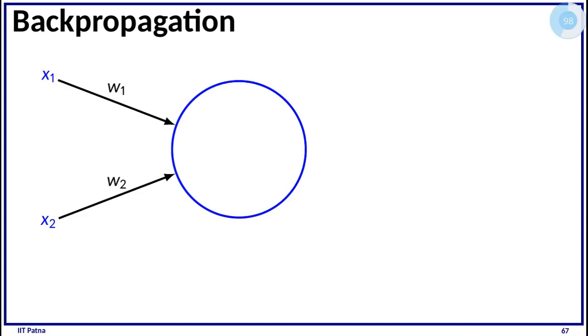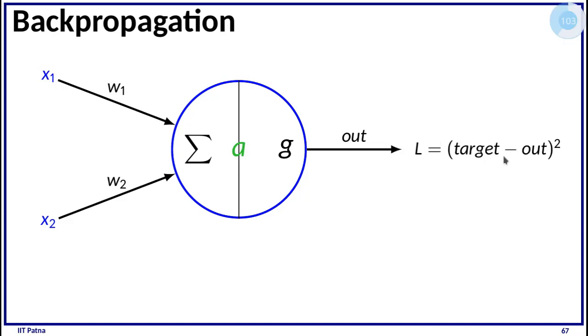So let's say we have some input and we will have certain weights through which we do the linear combinations of those inputs. So we get the pre-activation, and we apply some activation function, we get the output. Now when we have the output, we can determine the loss function and the cost function, because we have the target label and we observe what is the output.